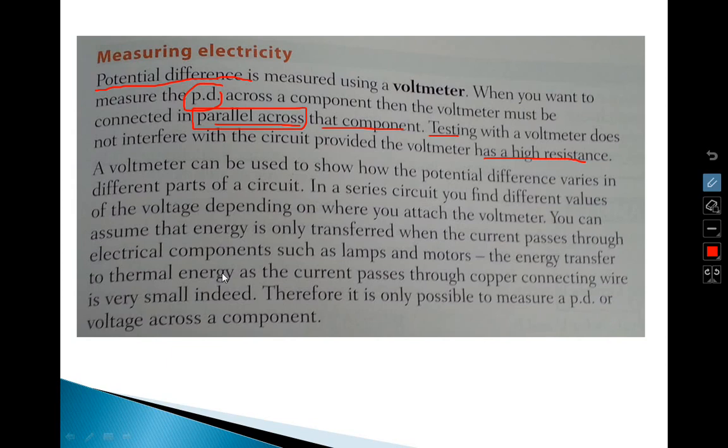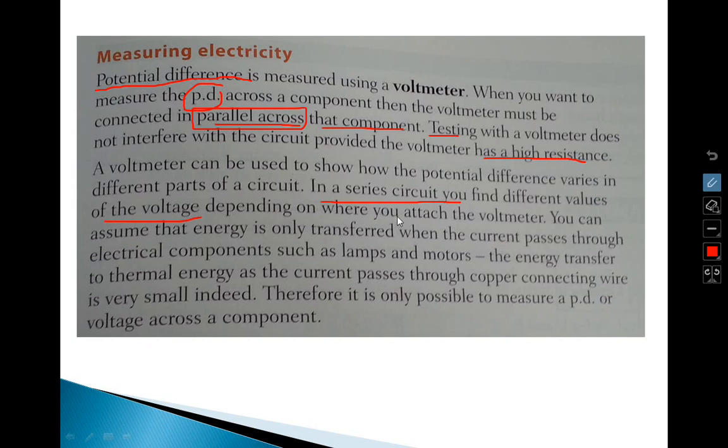It depends on how they are connected, on the place of that component. So the value of PD is different from one part to another part. So in a series circuit, you find different values of voltage, as we mentioned before. So depending on what?